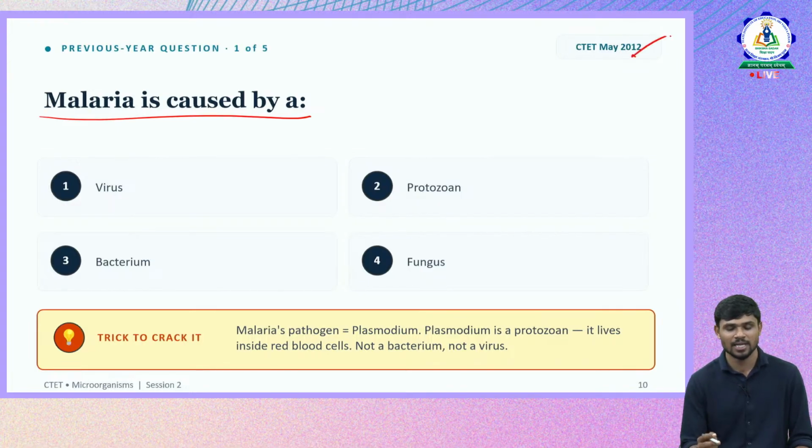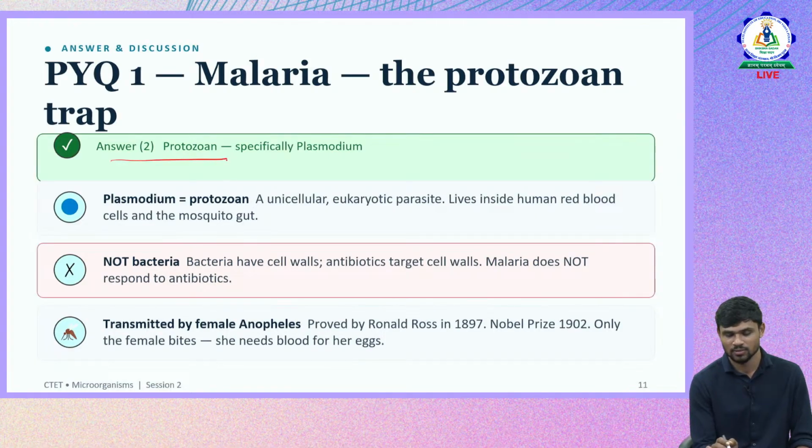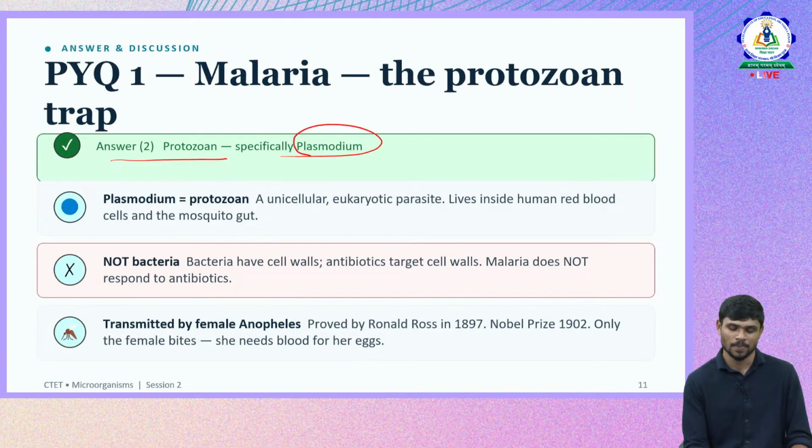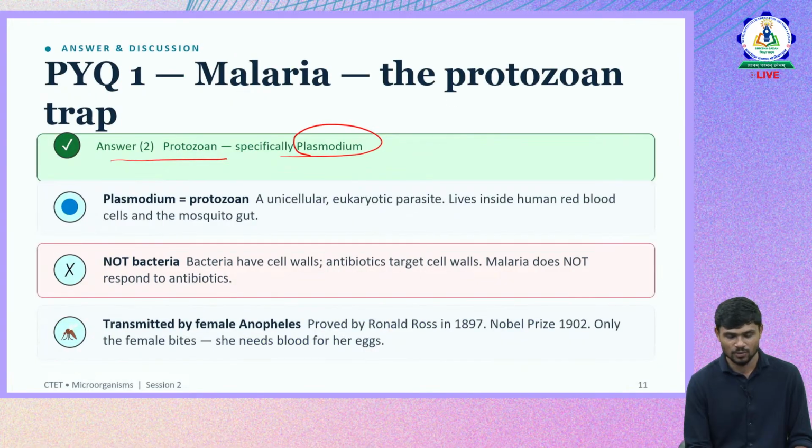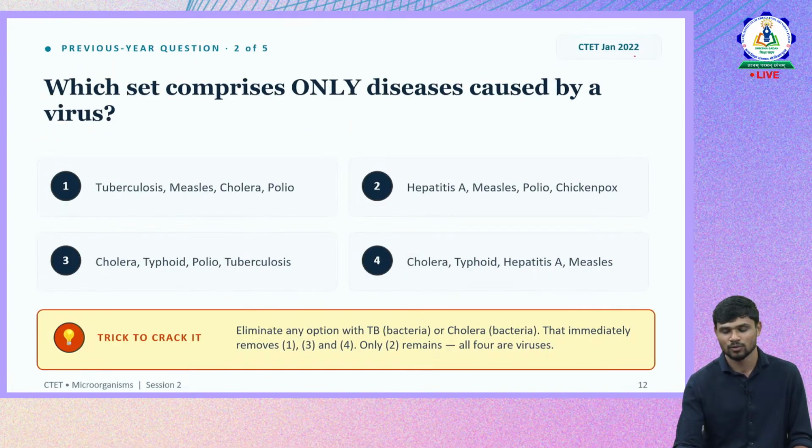So first question: malaria is caused by which causative organism? Is it virus, protozoa, fungus, or bacterium? It is protozoan. Plasmodium is the protozoan which causes malaria. So what is the vector for it? It is a mosquito. So that is about the malaria causative organism.